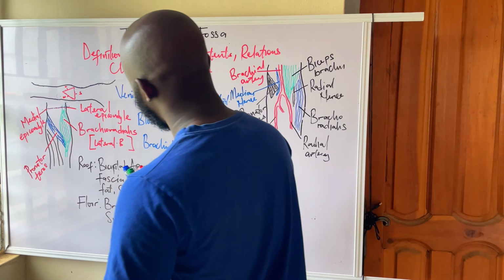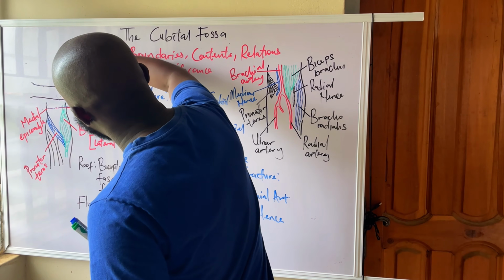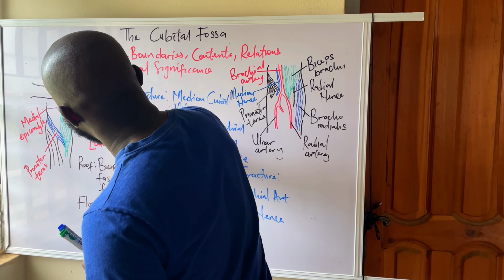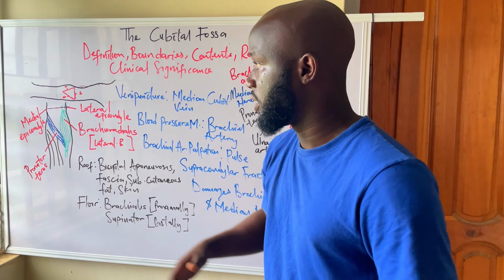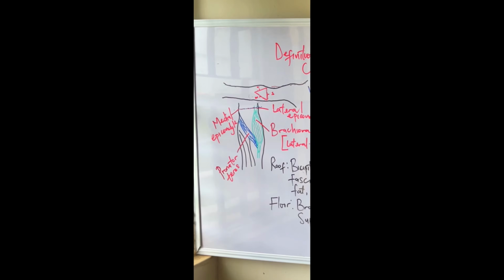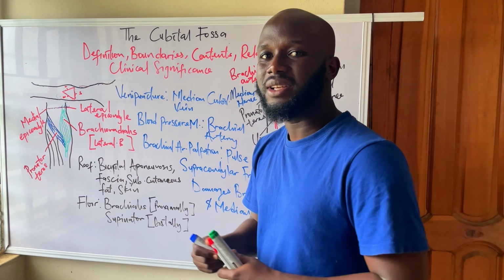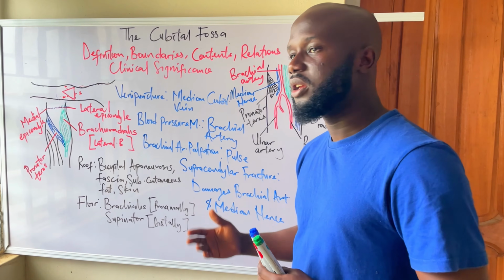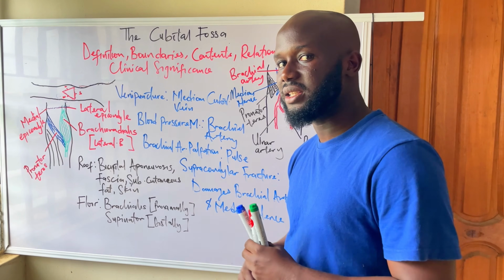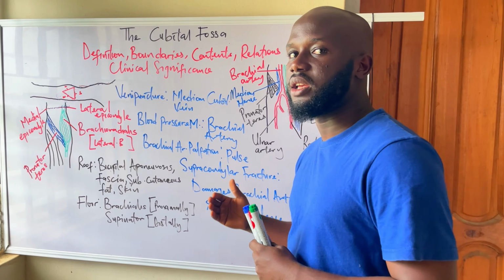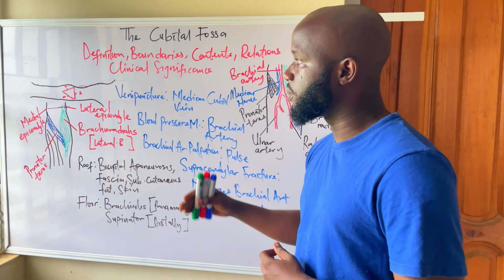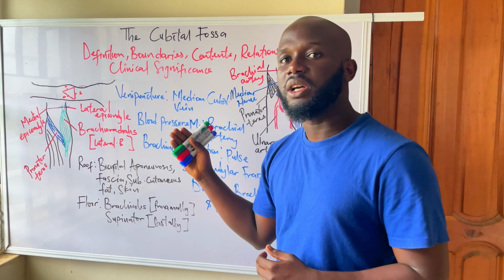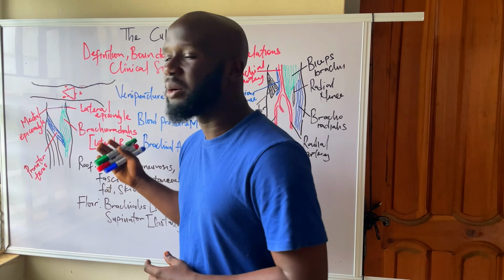If this is a diagram illustrating the arm, it has a superior border, a medial border, and a lateral border. If this is the diagram of the forearm, we're saying that it is bounded superiorly by an imaginary line drawn from the medial epicondyle to the lateral epicondyle. If you recall from the osteology of the humerus, there is a medial epicondyle and a lateral epicondyle. An imaginary line drawn from this medial epicondyle to the lateral epicondyle is what forms the superior border of the cubital fossa.